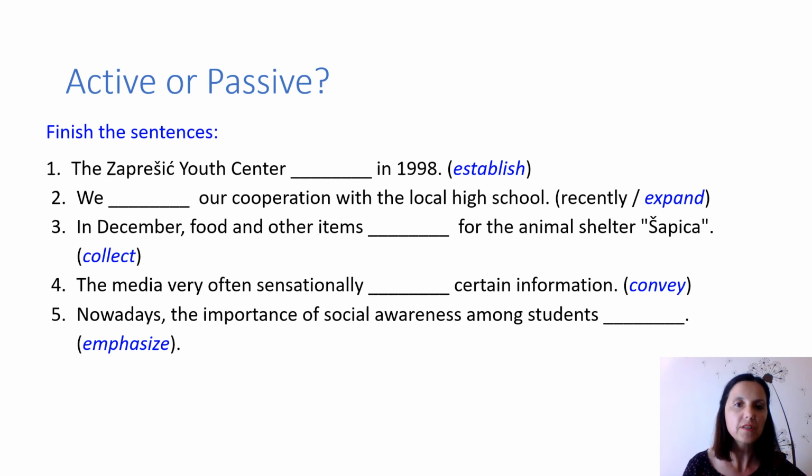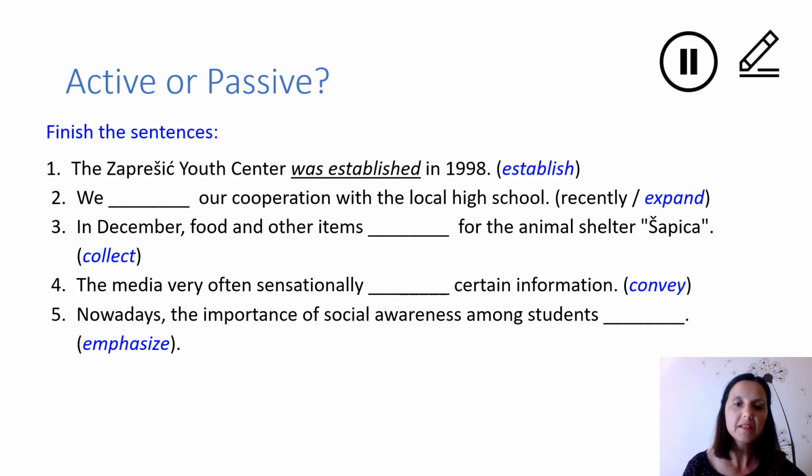Is the Zaprešić center really the doer of the action? No, it isn't, which means we need to use a passive form of the verb establish. Since the sentence clearly states that it happened in 1998, we know that we have to use past simple. The past simple passive form of the verb establish is was or were established. So, the solution is the Zaprešić Youth Center was established in 1998.